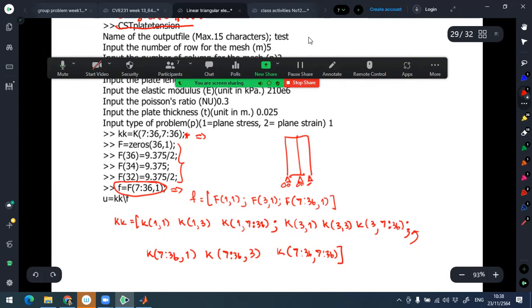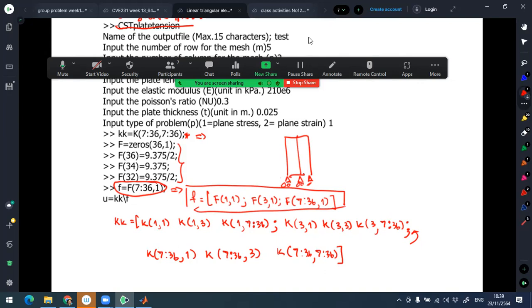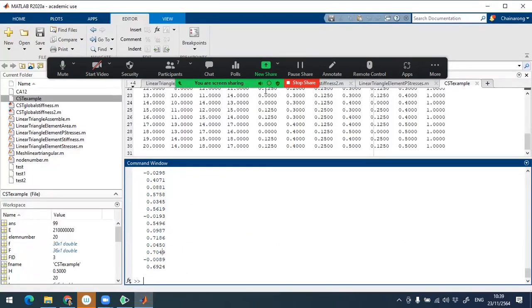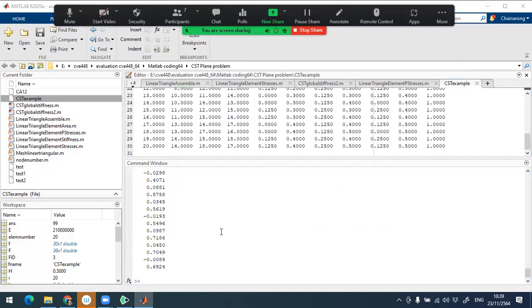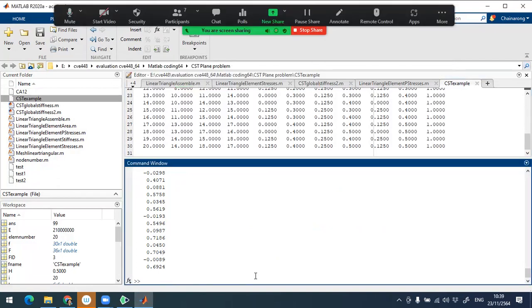This is for the force that we apply boundary condition, and then we can solve for displacement. Okay, so then let's take a look at what's happened to that. I will do it in short. Okay, so what's happened?